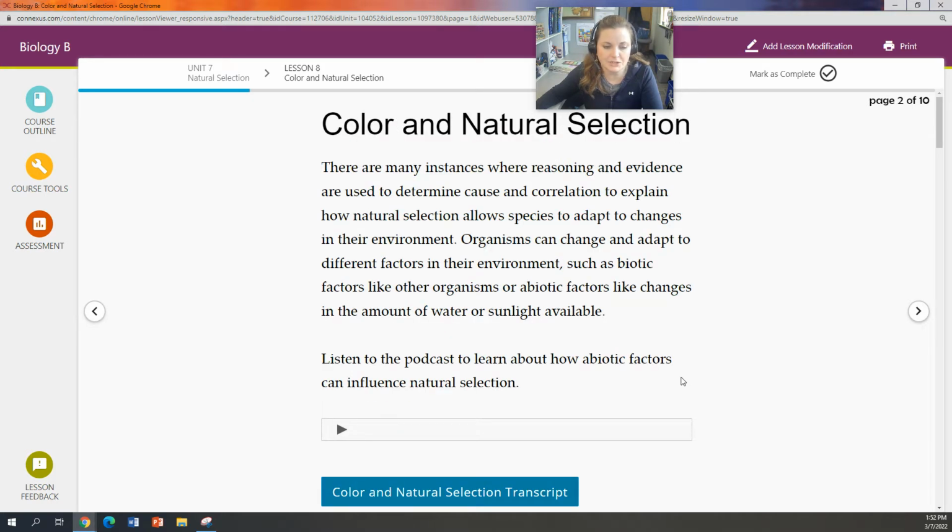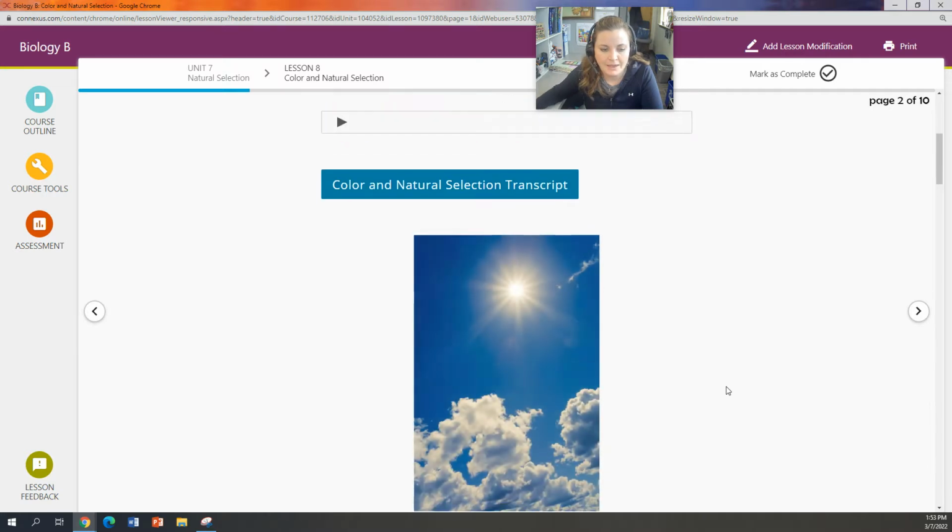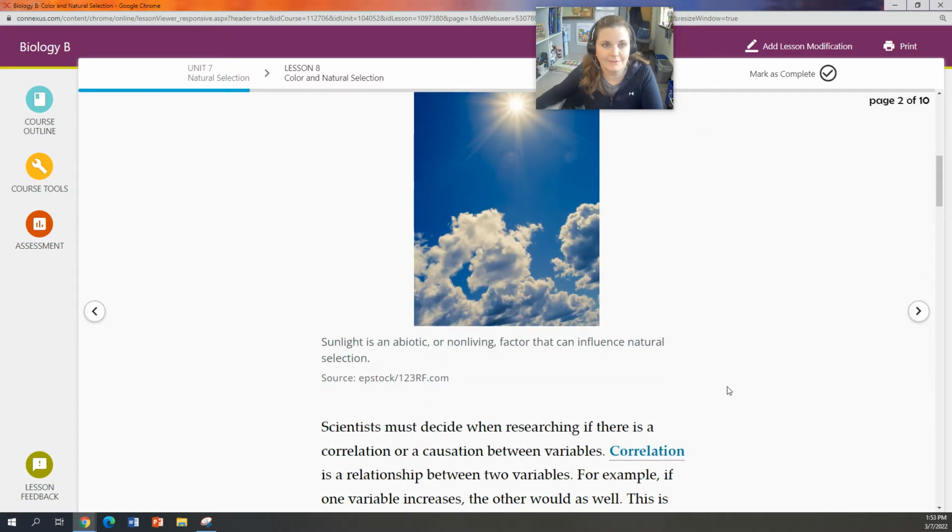So I think this one's kind of an interesting lesson. It talks a little bit about what the difference is between correlation and causation, but also looking at some specific correlations and causations of different phenotypes that we see in human populations, but also in populations of moths as well. So it's talking about how abiotic factors influence natural selection. So there are things in our environment, that aren't necessarily other living things, that play a role in survivability, right?